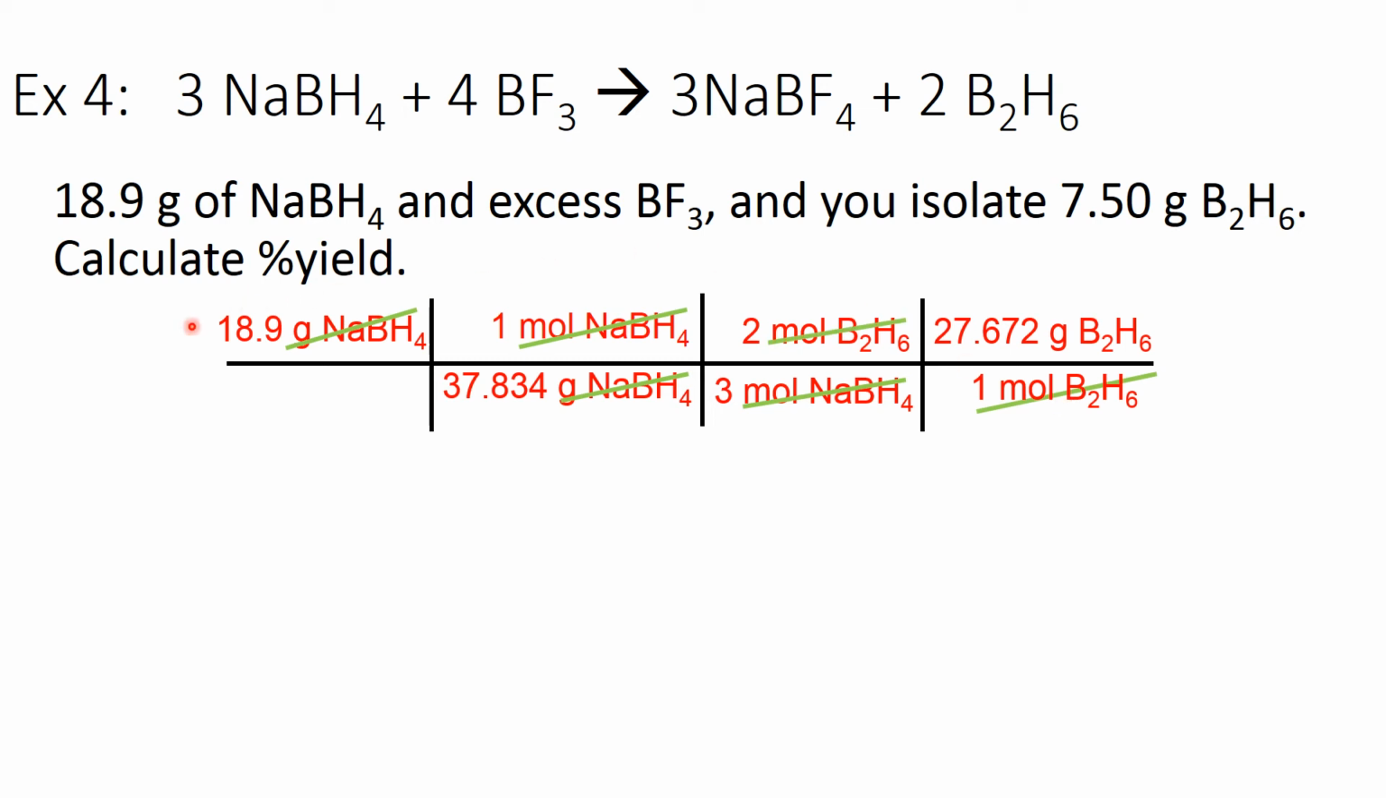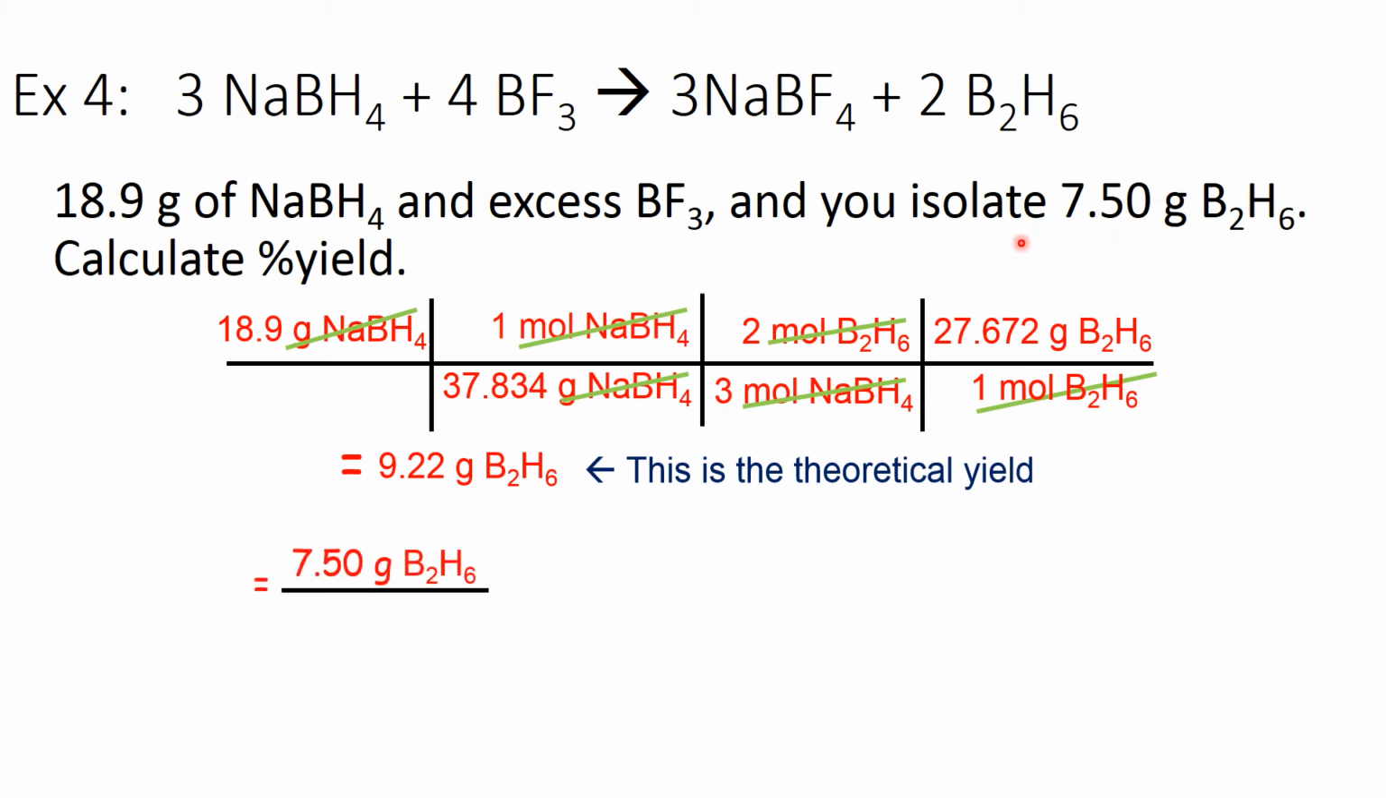We do all the math. 18.9 divided by 37.834 times 2 divided by 3 and times 27.682 divided by 1 if you really feel like it. And our answer is 9.22 grams of diboron hexahydride. This here is our theoretical yield. We were given our actual yield, 7.50 grams. So now we can do our math. 7.50 grams divided by 9.22 grams times 100, and we end up with 81.3%.